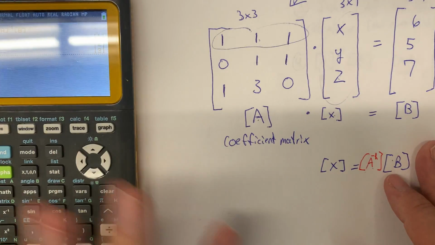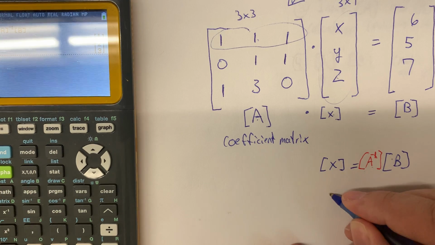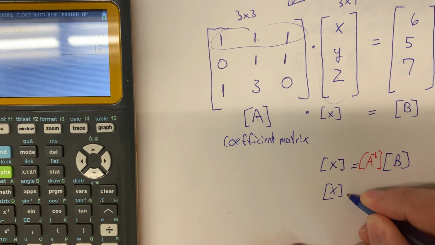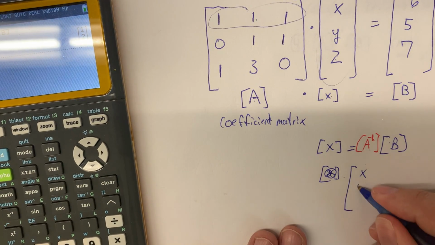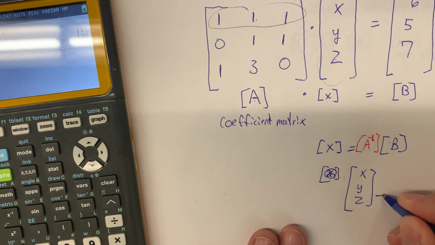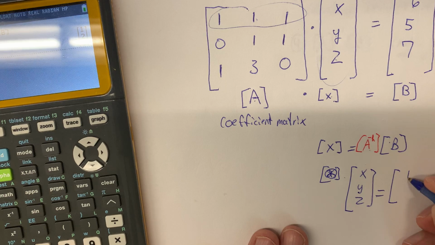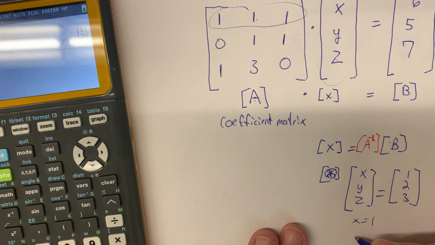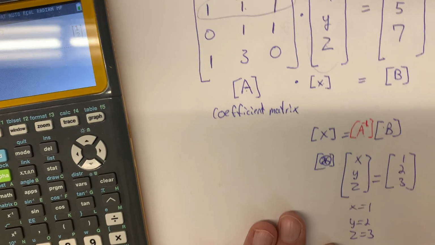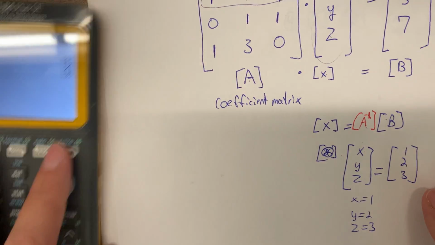Now, I'm going to rewrite what the actual matrix is. The actual matrix was x, y, z. That was the variable matrix, is equal to 1, 2, 3. And now we can see that x is 1, y is 2, z is 3. That is the solution to the system of equations.